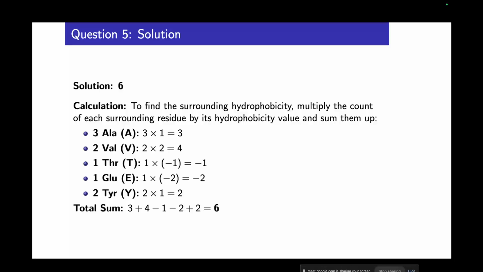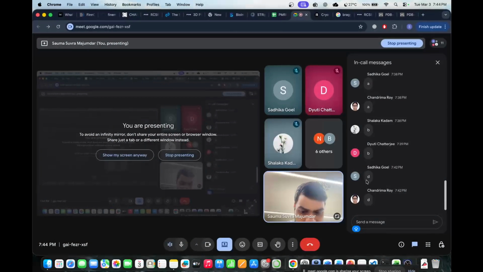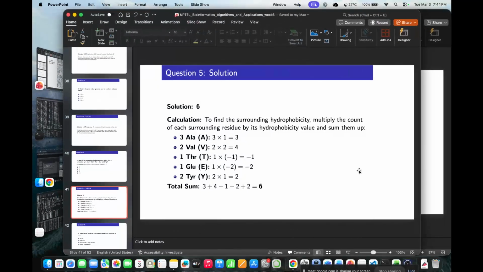Did I miss something? Oh, I see a couple of negative ones. I think this is correct. It should be 6.